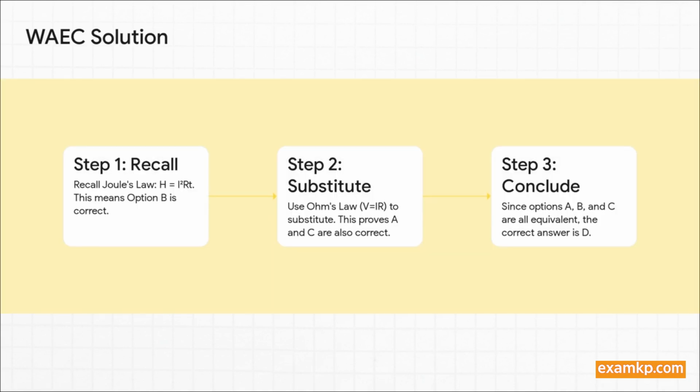Okay, you're back. How did it go? Let's break it down together. First, we know Joule's law for heat is H equals I squared RT. So, boom, option B is correct. But wait, we can't stop there.